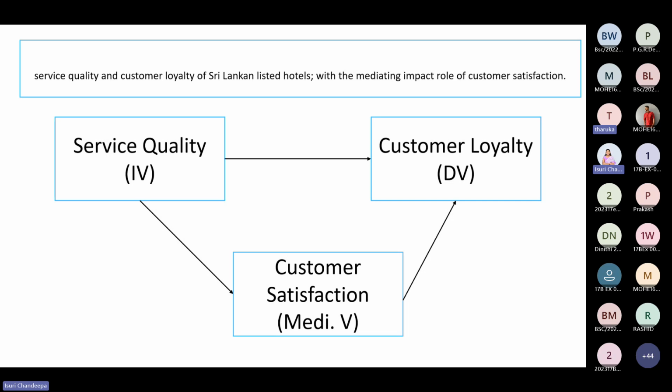So if it is so, just as with the moderator, for the mediator also you can develop two research questions. The first question is denoted with this arrow. Later on we'll identify this as a hypothesis. The first question: is there an impact of service quality, or what is the impact of service quality on the customer loyalty?